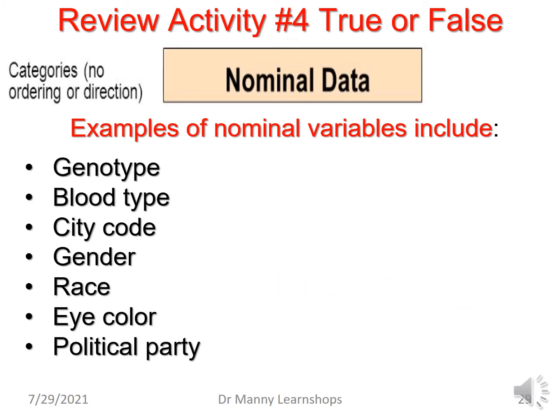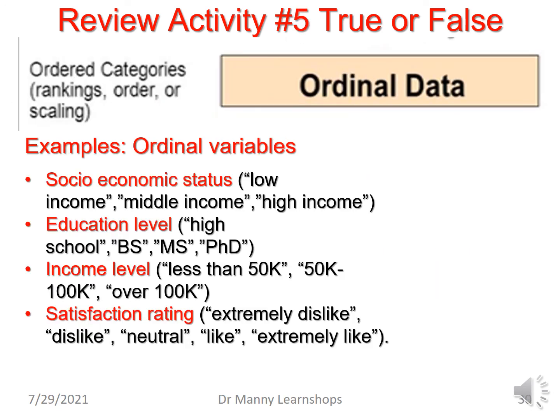So let's review. Nominal data. Examples of nominal variables include genotype, blood type, city code, gender, race, eye colour, political party. True or false? The answer is true. Examples of ordinal data include socio-economic status, educational level, income level, your satisfaction rating. True or false? The answer is true.